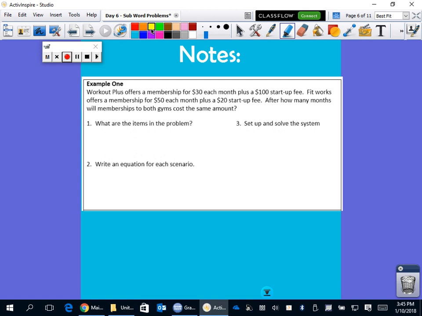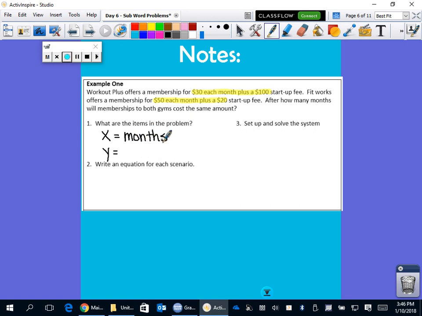So Workout Plus, it's $30 each month plus $100. FitWorks is $50 each month plus $20. Okay, so my two items. I'm just going to do X and Y because it's just easier. So X, the first thing we need to talk about is for these, it says each month. Each month. So that means this membership is costing us months. So X is our months.